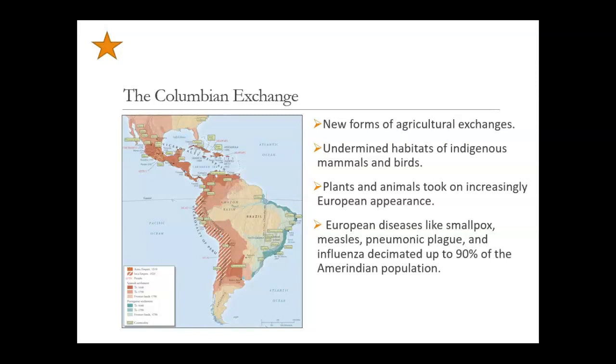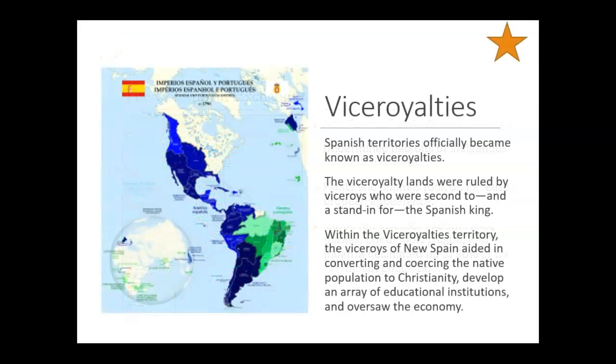Perhaps one of the most devastating aspects of the Columbian Exchange was the introduction of European diseases like smallpox, measles, the plague, and influenza to the Americas. The native populations did not have immunity to these diseases, and it decimated up to 90% of the Amerindian population. Moreover, while the indigenous population continued to decline under Spanish rule, Spanish land claims continued to grow in the Americas.